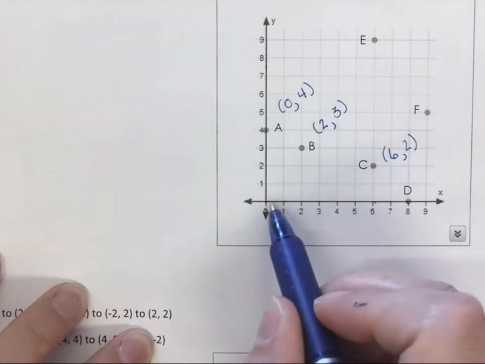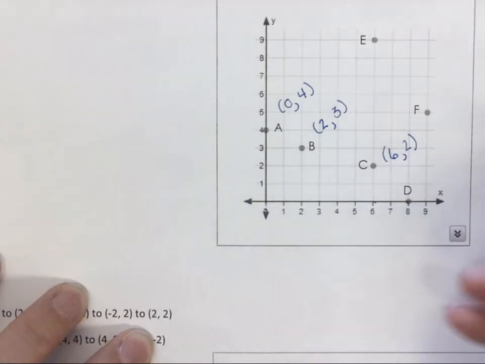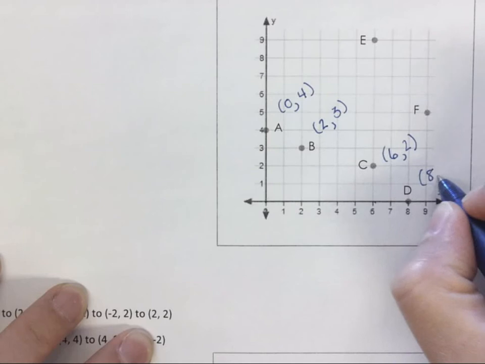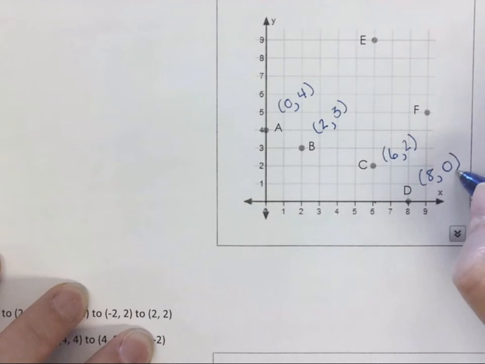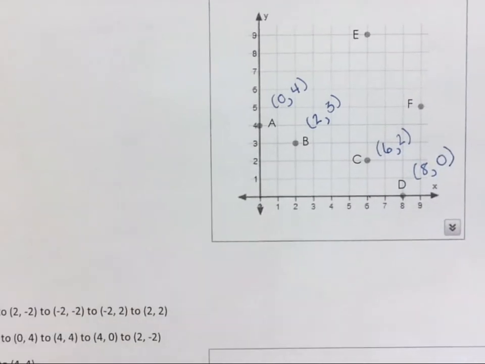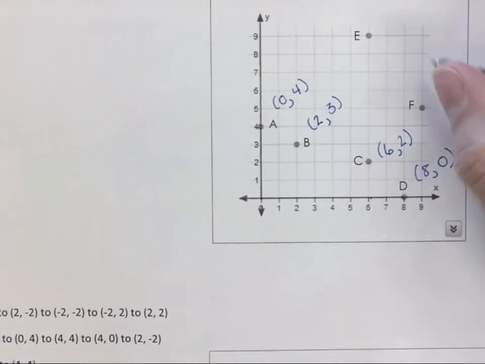Now D, I've traveled 8 units to the right, but I haven't gone up or down. I'm still sitting on that line. So I haven't traveled anywhere, so I'm going to call it 0. So that point is 8, 0. F. F is at 9. So it's at 9, and it is up at 5.